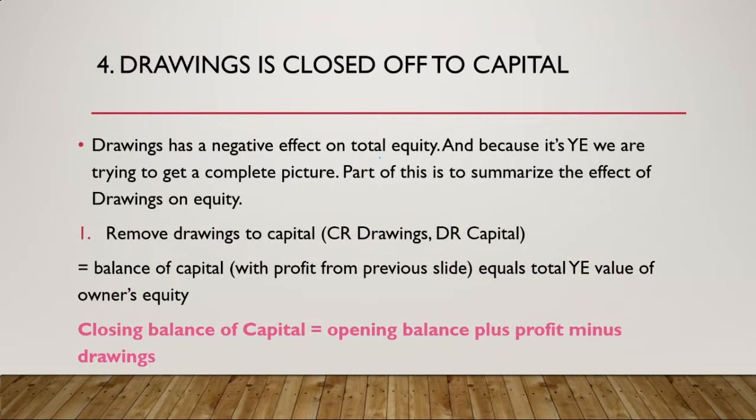Then the last one is drawings is closed off to capital. Drawings has a negative effect on our total equity, because it's money we have drawn from our business. Because of our year end, we're trying to complete the picture, and part of this is summarizing the drawings onto equity to show what our actual worth in the business is. So we offset it against the capital account to work out how much capital that owner physically has in the business. So when you close off the balance of your capital, you've got your opening balance plus any profit minus any drawings, which gives you your closing balance of capital.